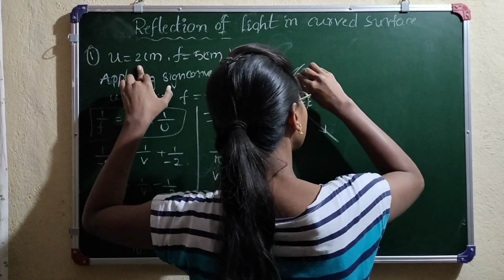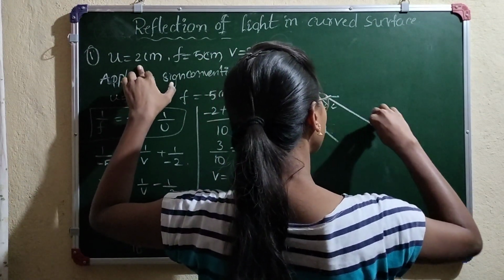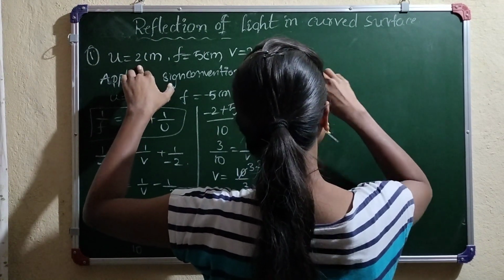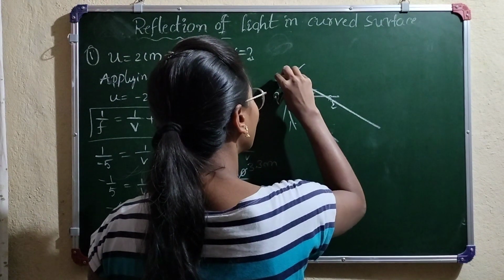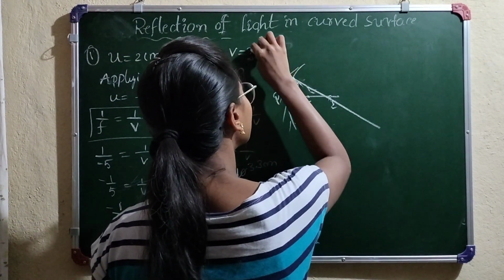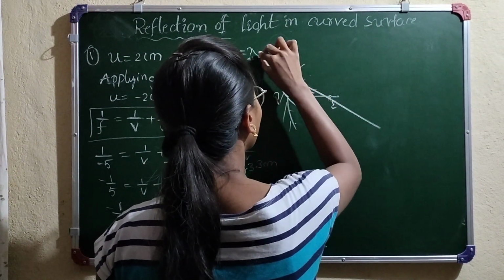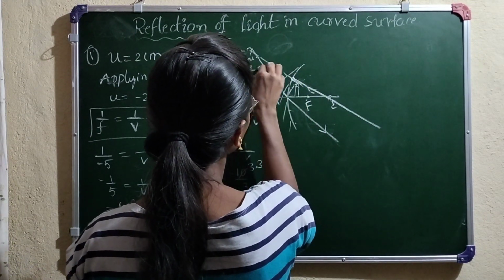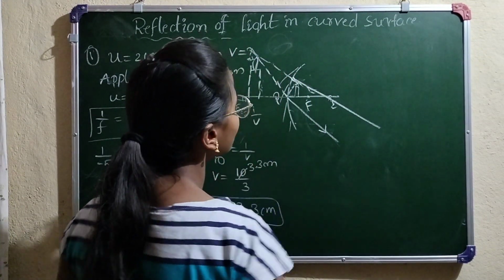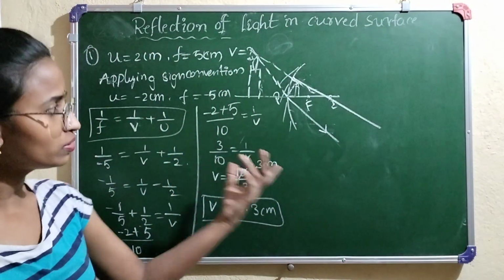So if the incident ray passes through the center of curvature, it will be reflected along the same line. So this will move like that. If I am extending backwards, okay, so here a virtual image is forming. This is the case 6, which I told you, very important.